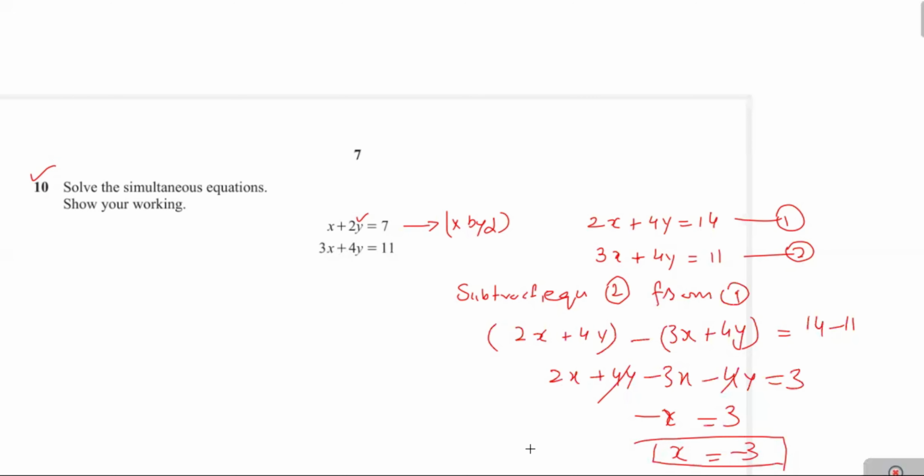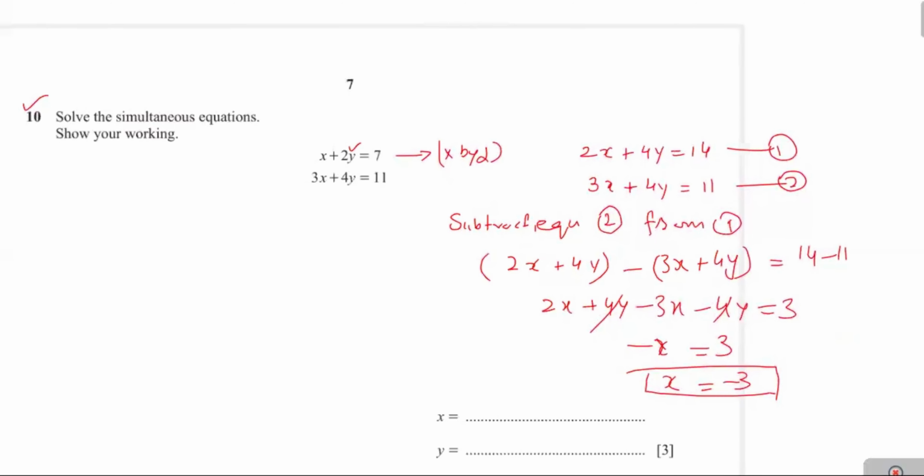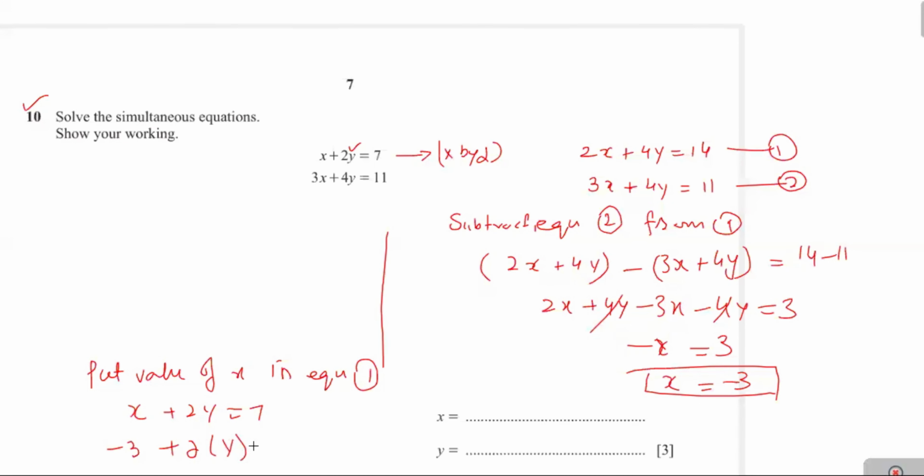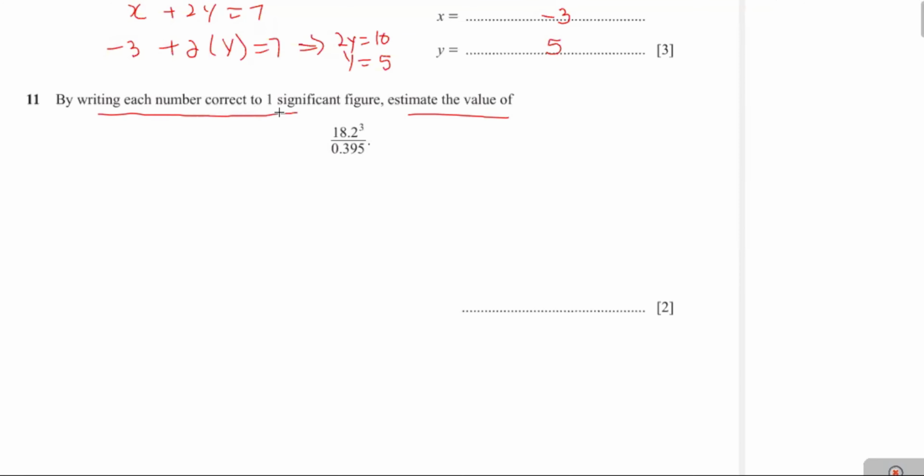Now to find the value of y, we put the value of x in equation 1. We get x plus 2y equal to 7. And x is minus 3, plus 2 into y equal to 7. Therefore, 2y will be equal to 7 plus 3 is 10, then y equal to 5. The solution of these two equations is x equal to minus 3, y equal to 5. This is the answer. Question 11, by writing each number correct to one significant figure, estimate the value of this.